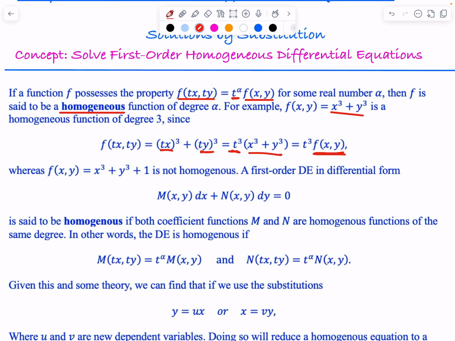If you plug in tx, you'd still get that t cubed x cubed plus t cubed y cubed, and then the plus 1 would keep it from being t to the third times the original function, because there's no t to the third on it.